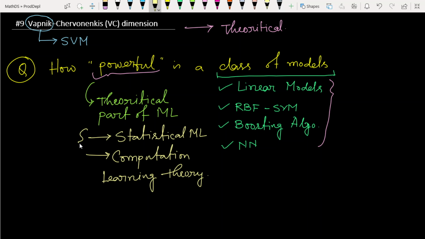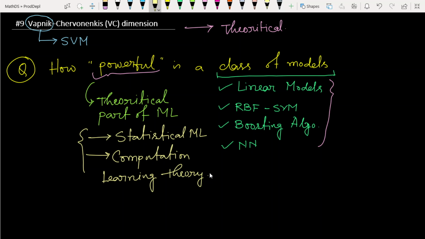I am not going to discuss everything, but I am going to give the intuition of what this VC dimension actually gives, an idea to measure the performance of some class of models. I am not going to give you every mathematical detail. If you are interested, you can learn it yourself. First, just try to understand the intuition behind it, why these things are actually needed.